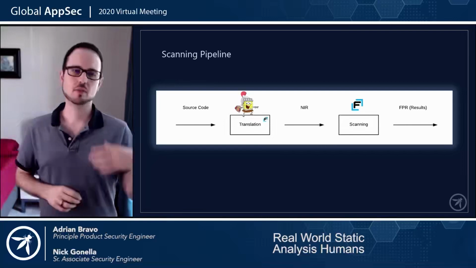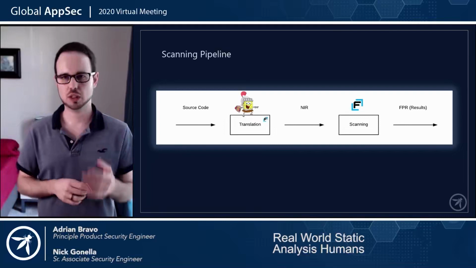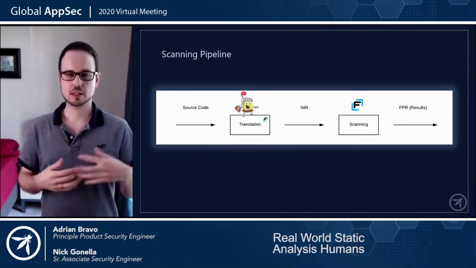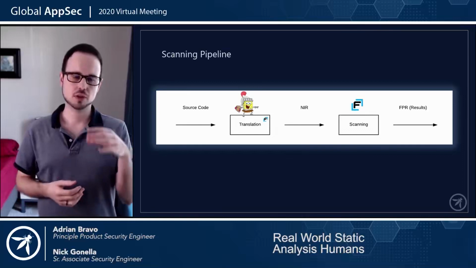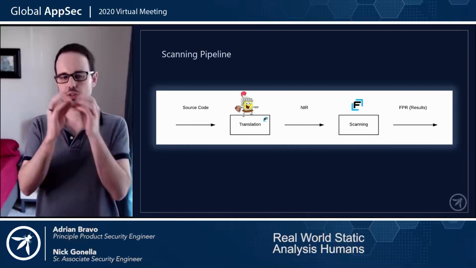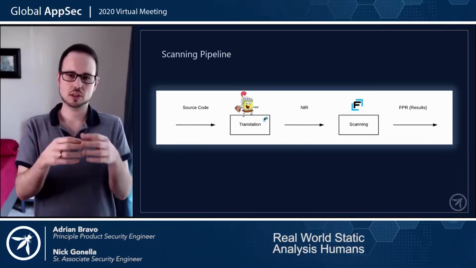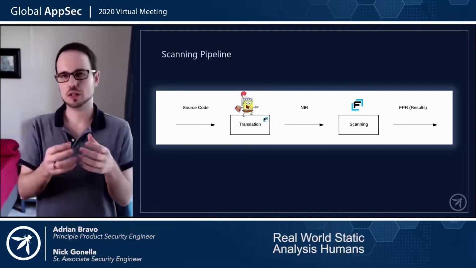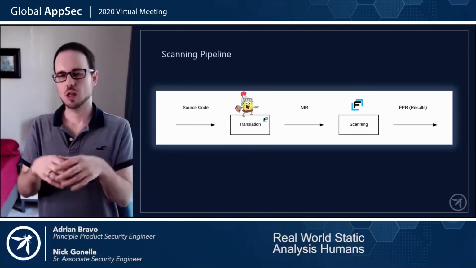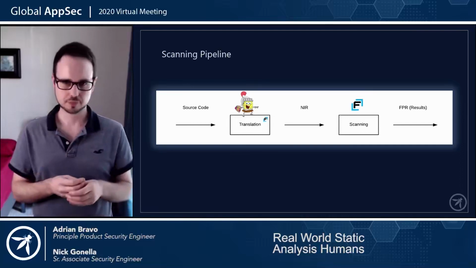With that out of the way, this is what a scanning pipeline at a very high level usually looks like. Again, this is not a talk about static analysis in depth, but most of the time, this is what you're going to conceptually think about. You have your source code. You go through a translation phase where the original language, in this case Java, or Python or whatever, is translated into an intermediate representation that the scanner uses to analyze and find vulnerabilities in.